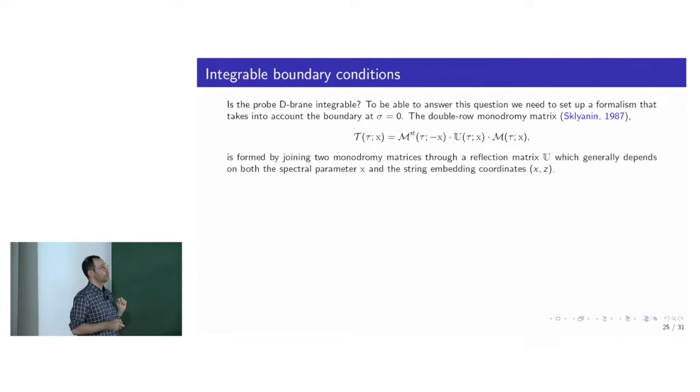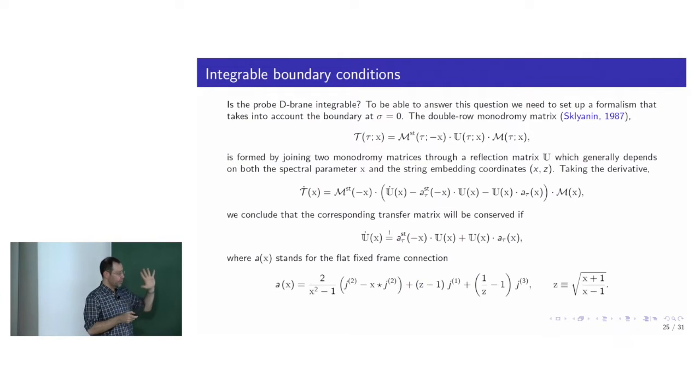Our task will be to find such a reflection matrix that will allow us to construct the conservation laws from this double row monodromy matrix. And the procedure is the same as before. We differentiate, and we demand that this matrix is constant. When we do this, we arrive at this integrability condition, exactly here, that must hold on the boundary, and this transfer matrix will be conserved.